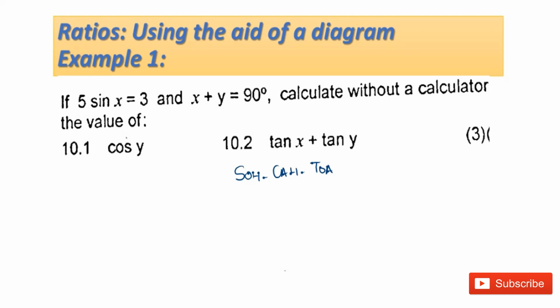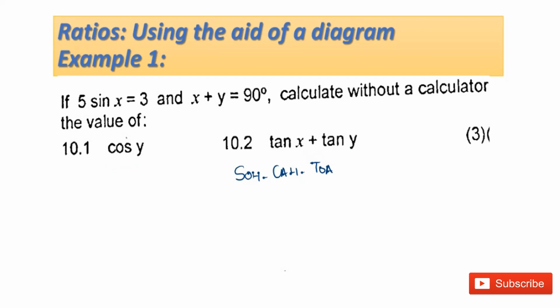We want to be able to know where our angle x is situated on our right angle triangle, so that we are able to define the other trig ratios that haven't been given to us. As you can see here, we are asked to calculate cos of y, and also tan of x as well as tan of y. So we need to use our right angle triangle and the knowledge we have about defining trig ratios to find how cos of y, tan of x and tan of y are defined.